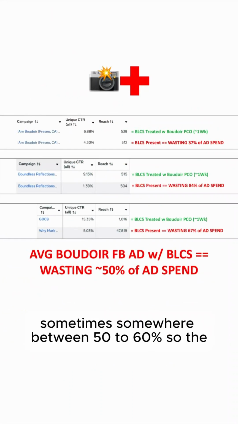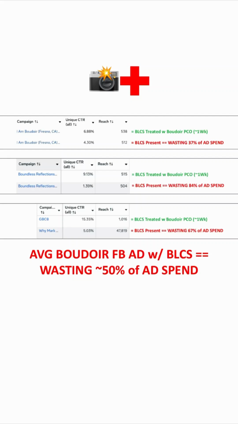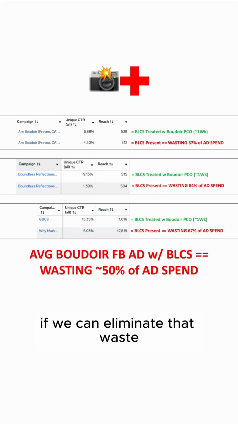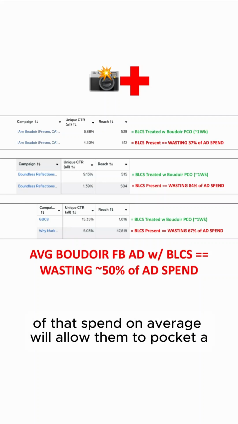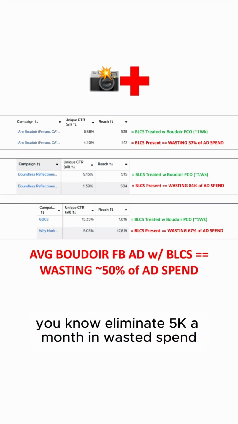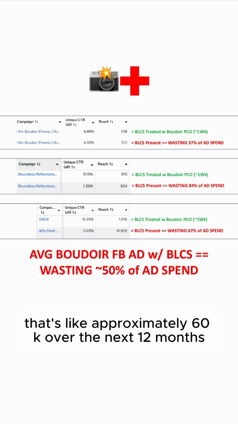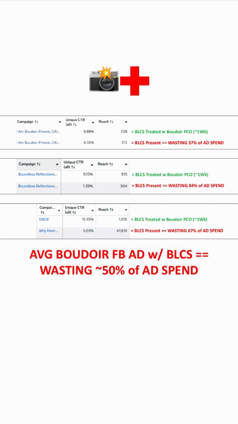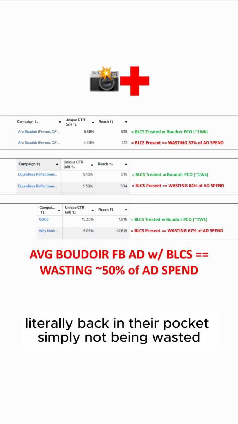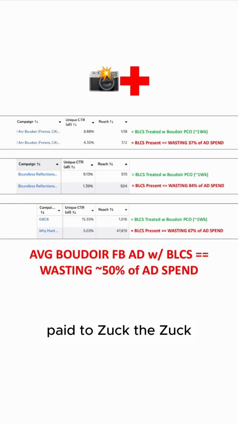So if they're spending 10 grand a month on Boudoir Facebook ads, if we can eliminate that wasted ad spend, on average, we'll allow them to pocket 5K a month, and that's approximately 60K over the next 12 months. Literally back in their pocket, simply not being wasted, paid to Zuck.